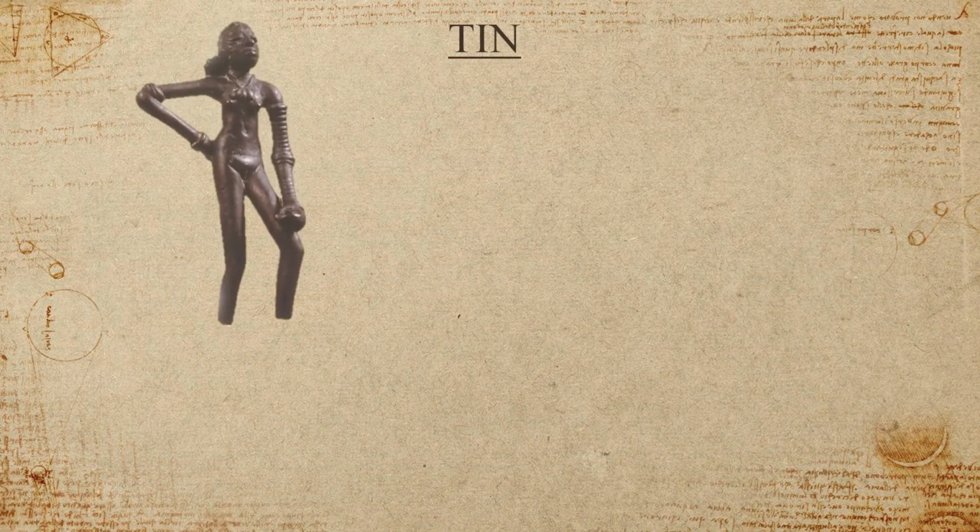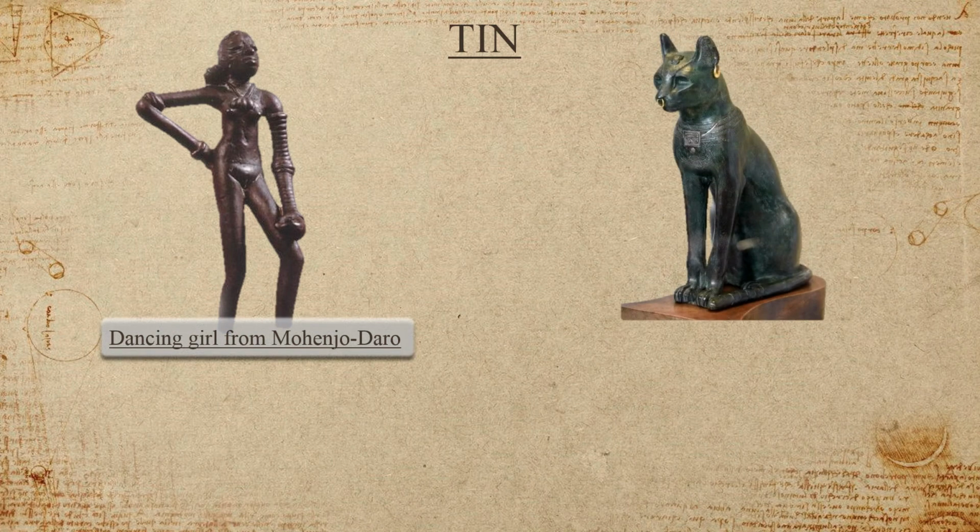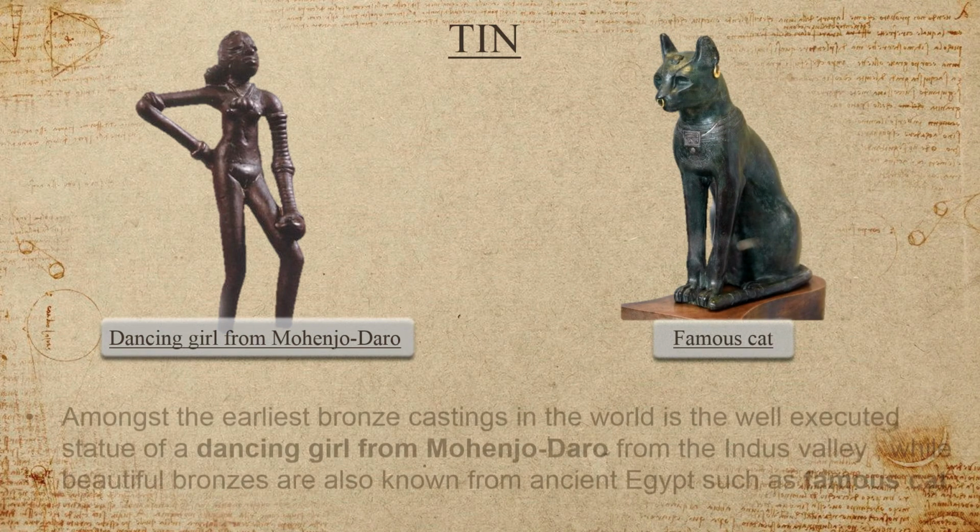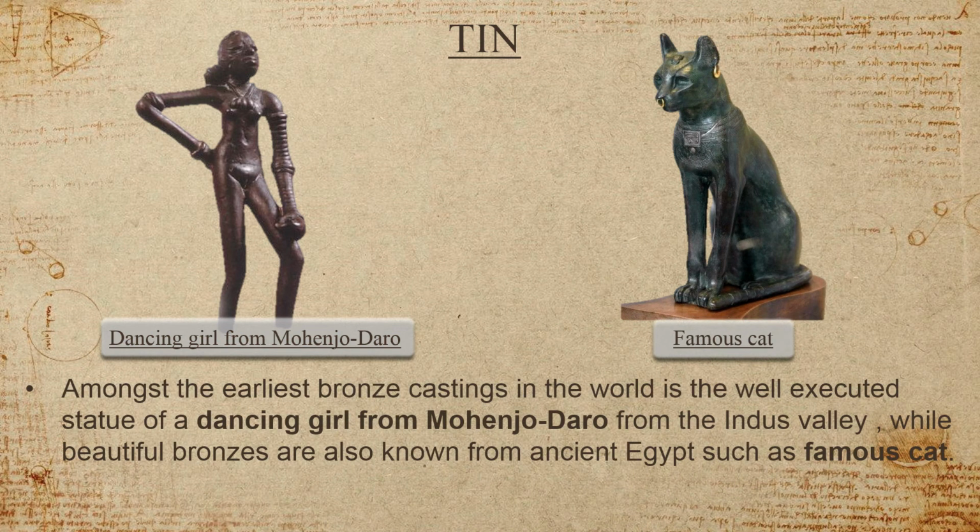The statue of a dancing girl from Mohenjo-daro of Indus Valley is the earliest bronze casting in the world, which is very well executed.